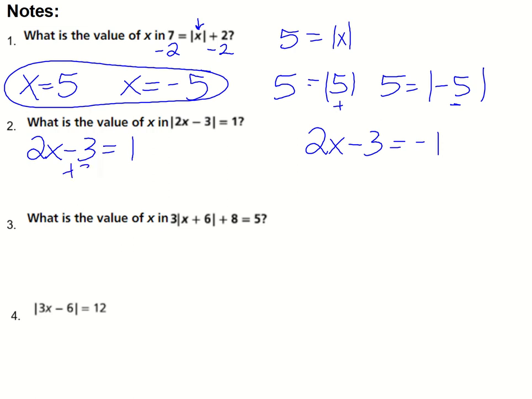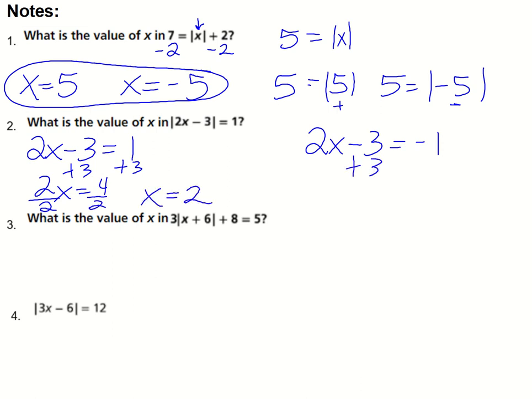So we're going to go plus 3. 2x equals 4, I'll divide by 2. There we go. And we will say the first answer is x equals 2.